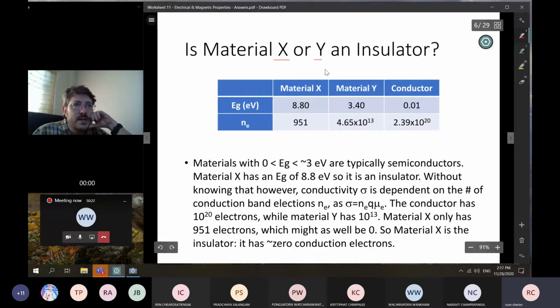Is X or Y an insulator, though? An electrical insulator. All right, you can look in the lecture slides for this. Materials with a band gap between 0 and about 3 eV, so just above 0 to 3 eV or so, those are typically semiconductors. All right, we don't say semi-insulator, we say semiconductor. Material X has a band gap of 8.8. So just going by that definition, it's not a conductor, it's not a semiconductor, it has to be an insulator, right?